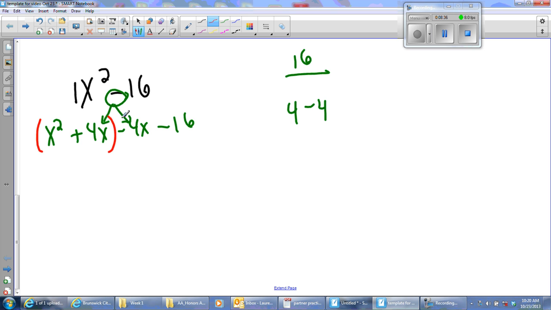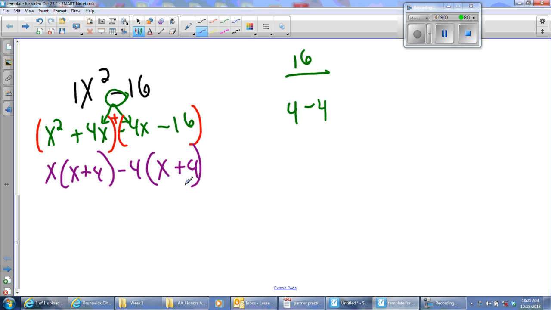Put these together, put those together, stick that addition sign in between, pull out my GCF. x times the quantity of x plus 4. 4 looks like the GCF, but both signs are negative. I want both signs to be positive. I'll pull out a negative 4. I pull out an x plus 4, and x minus 4 is left, and there we go.